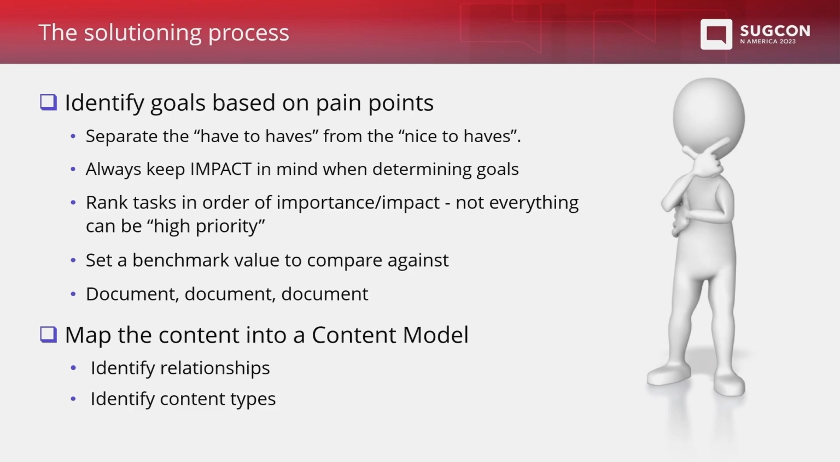Map your content into a content model. This is going to be a really, really painful process. It's going to take a lot of time. But when you identify your relationships and your content types, it's going to be a lot easier to bucket them together and make sure that you can find them easily.